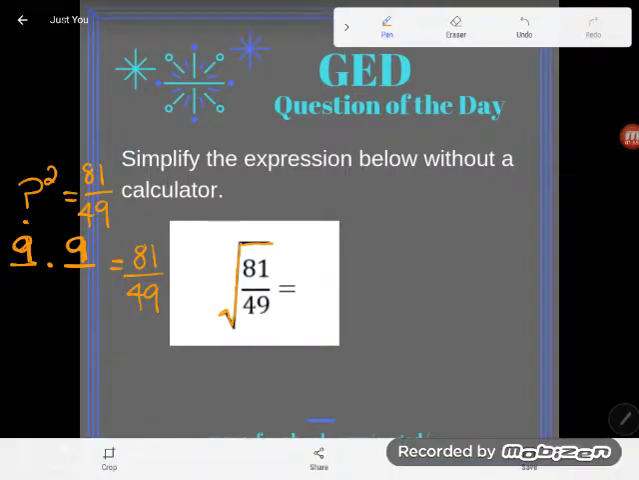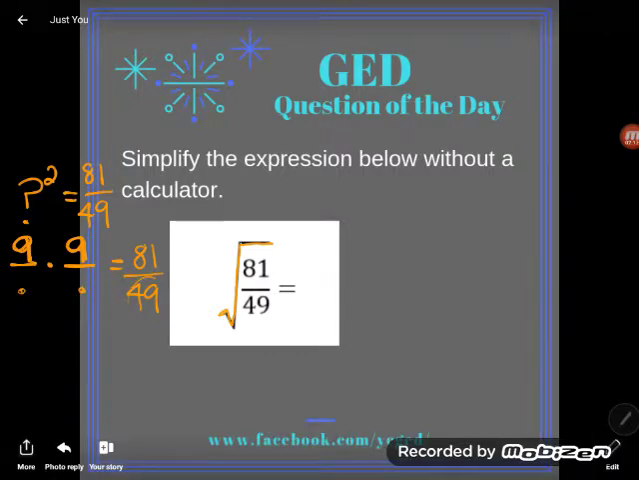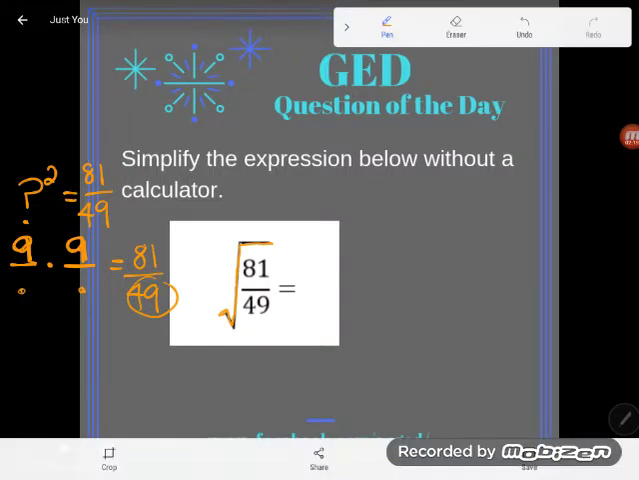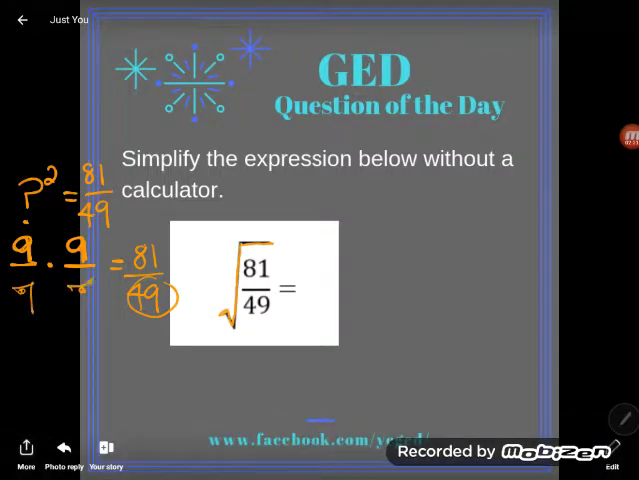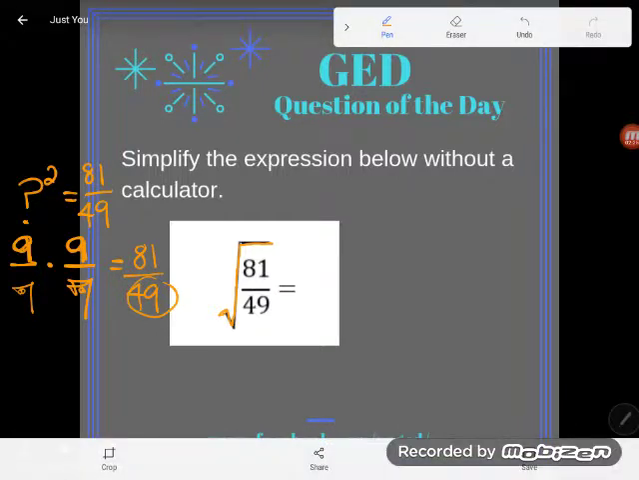And guys, I can't beg you enough. Please have your perfect squares memorized. Even if you don't have your other times tables memorized, just your perfect squares because of problems like this. Okay, so 9 times 9 is 81. Now, we already just talked about what number times itself equals 49. That was 7 times 7. So I get 7 times 7. So what number squared, or what number times itself, equals 81 over 49? Well, 9.